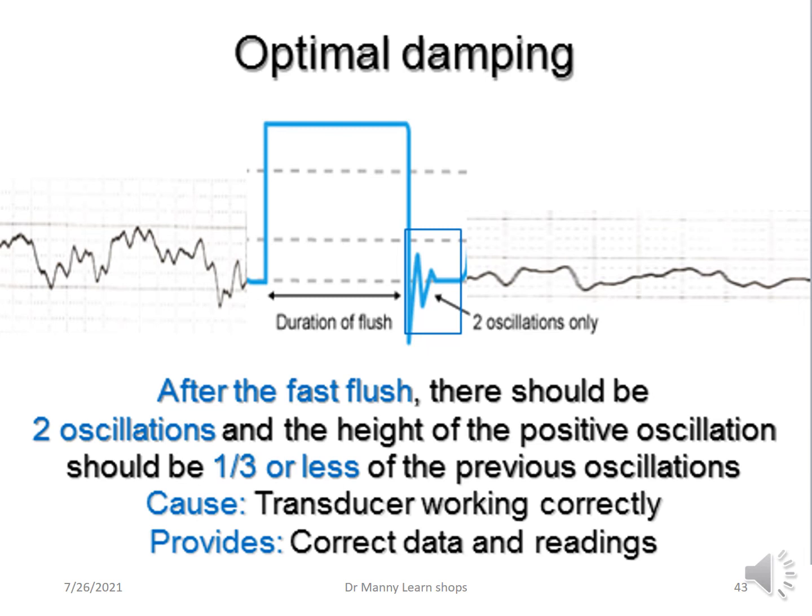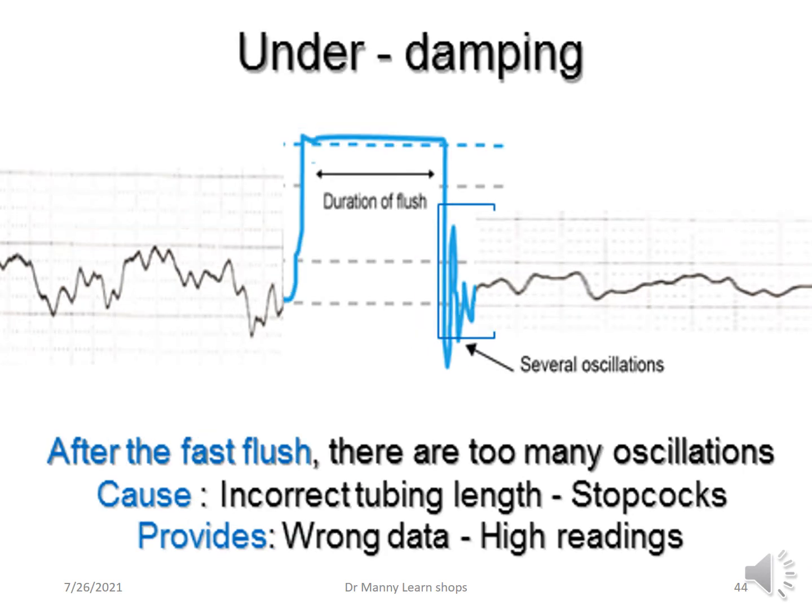Optimal damping after a fast flush, there should be 2 oscillations, and the height of the positive oscillation should be 1/3 or less of the previous oscillation. It's telling you the transducer is working correctly, and it provides correct data and readings. If it's underdamped after a fast flush, there are too many oscillations. The cause, as we mentioned previously, is incorrect tubing length or too many breaks in the line with stopcocks, and this can provide wrong data and high readings.